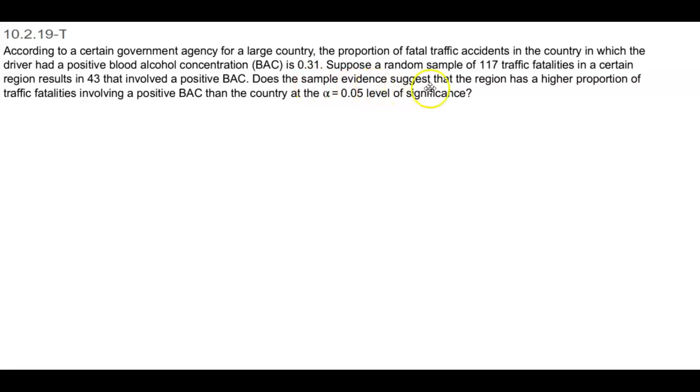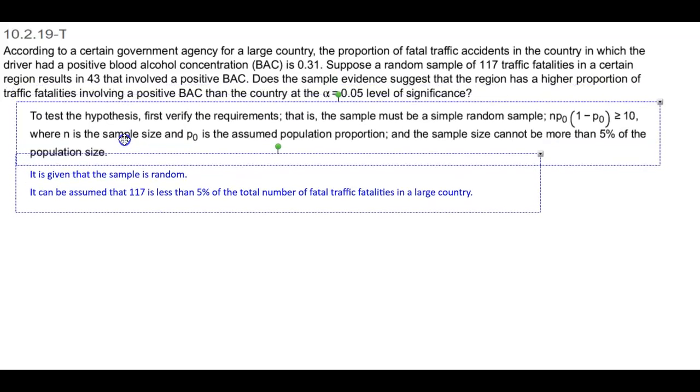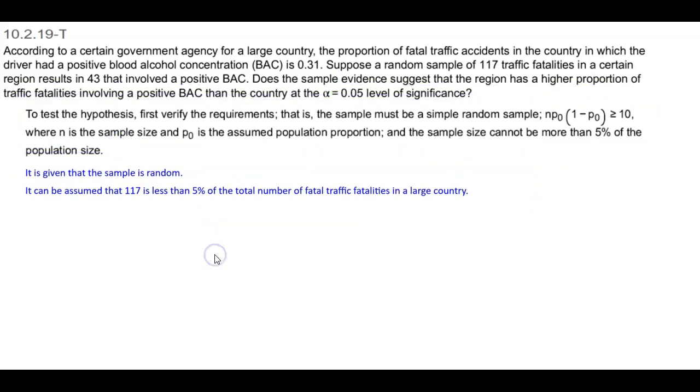Does the sample evidence suggest that the region has a higher proportion of traffic fatalities involving a positive BAC than the country at the alpha equals 0.05 level of significance? Well, first and foremost, to test the hypothesis, we first need to verify the requirements. That is, the sample must be a simple random sample. We can answer that because it says here that it was a random sample, so it is given that the sample is random.